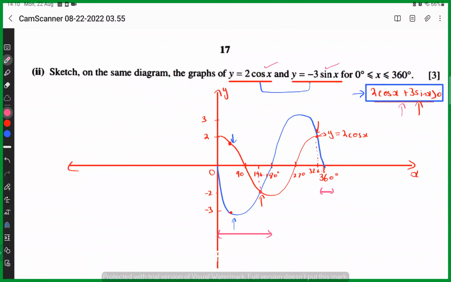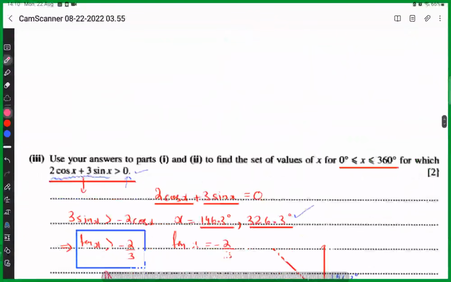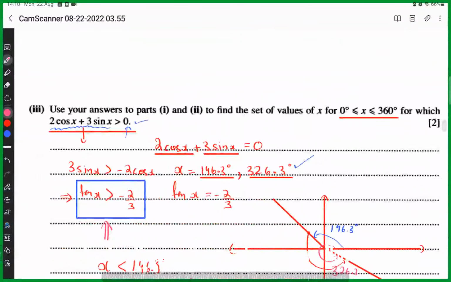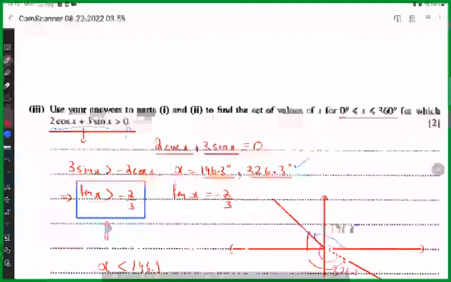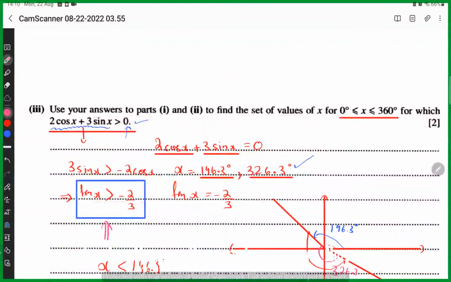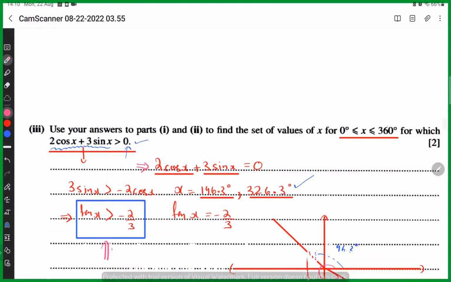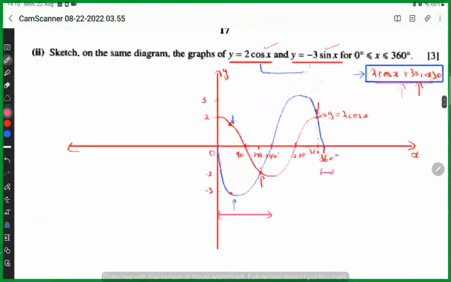For the third part, he said, use your answers to part 1 and part 2 and find the set of values for x that is between 0 and 360 degrees, and the inequality was 2 cos x plus 3 sin x. Okay. Now we use the first part to find out that x was basically 146.3 and 326.3 for this condition. And when are we going to come across this condition? When we will equate this and this.